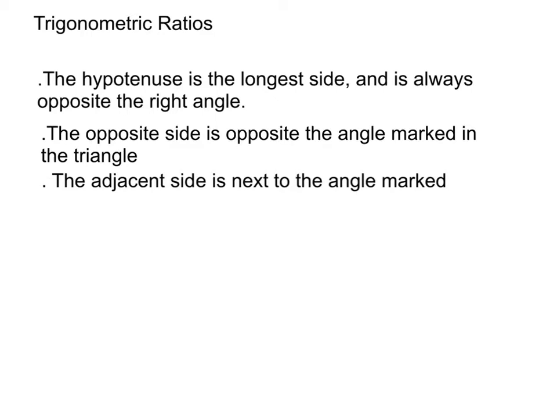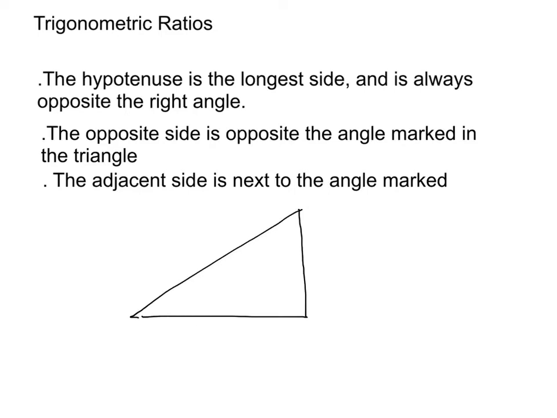Alright, so let's just draw a right angle triangle. There's my right angle. Now, as it tells you there, the hypotenuse is the longest side, always opposite the right angle. So we know that this is the hypotenuse.